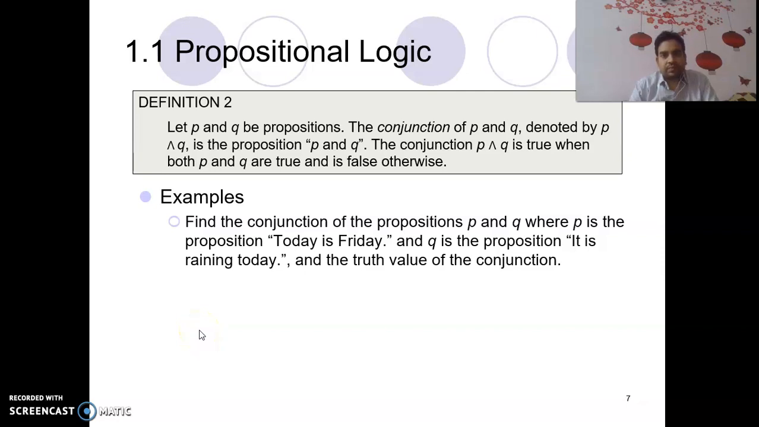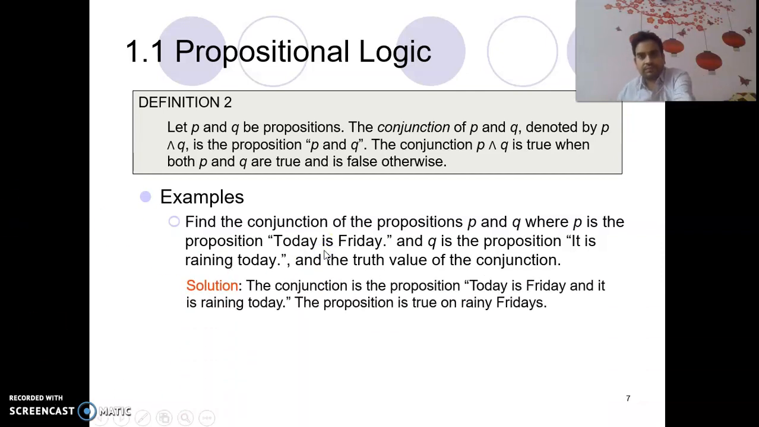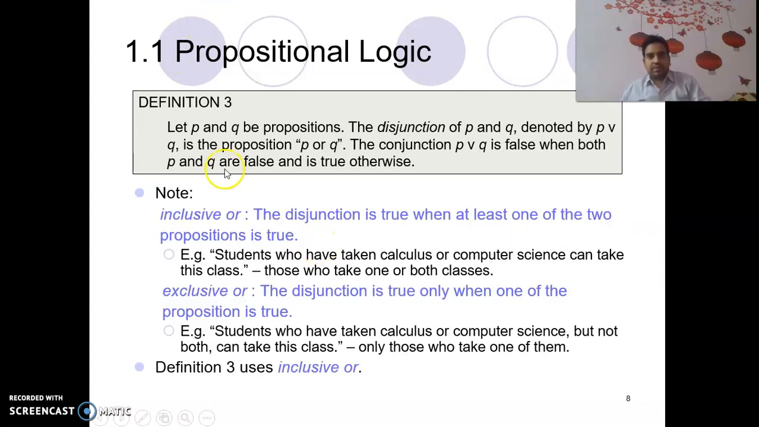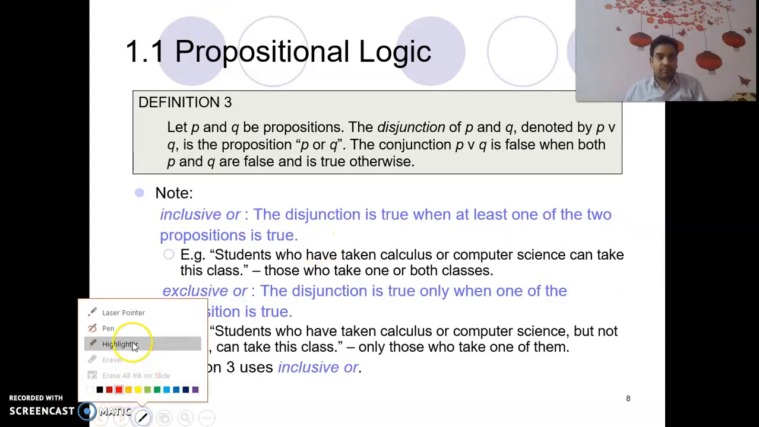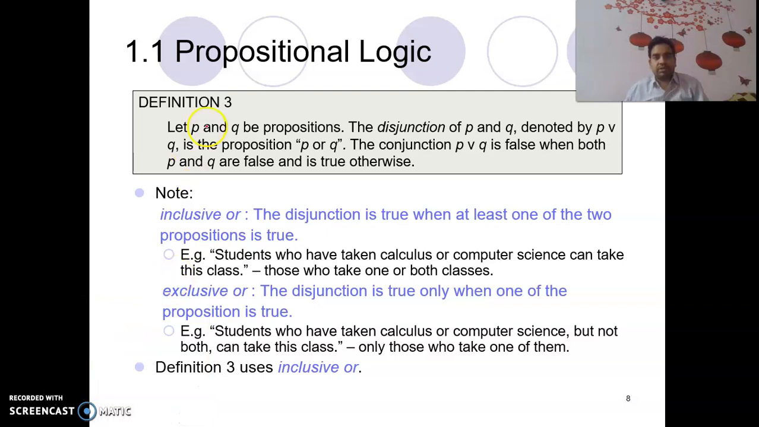Welcome back. In the previous lecture, we discussed propositional logic, the negation of a proposition, and what a proposition is. Then we talked about the conjunction of propositions. Today, in this lecture, we will be discussing the disjunction of propositional logic.